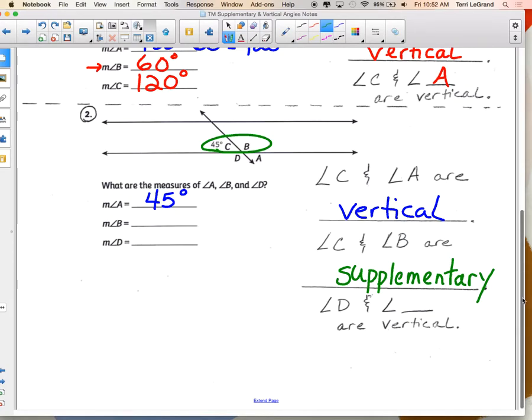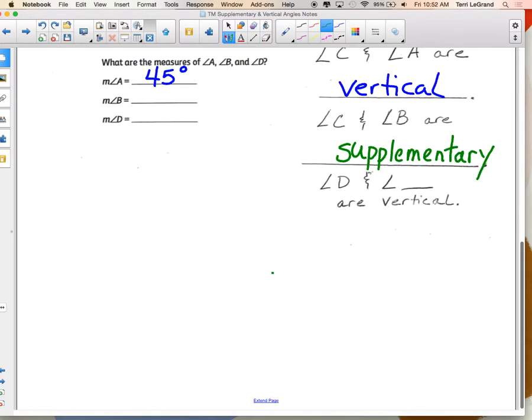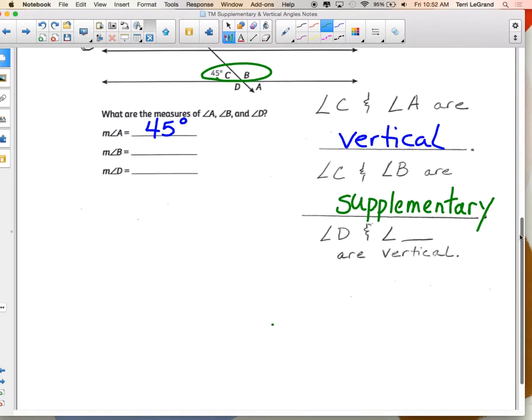Well, then that means if they're supplementary, what are we going to have to do to get our answer this time for the missing angle measure B? Okay, Danny, what should they do? Yeah, we know that C, its partner, is 45 degrees, so we have to take 45 away from 180 and see what we get. Let's go over here and do it.